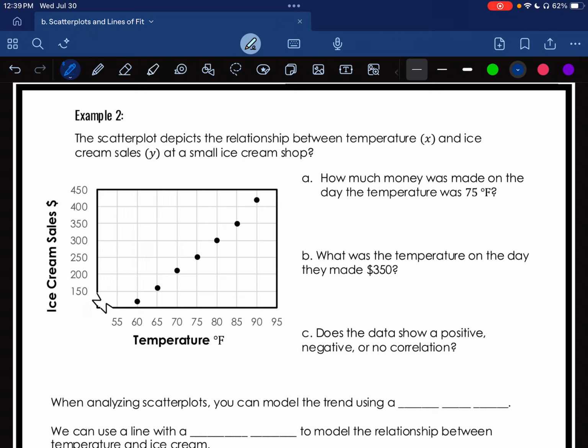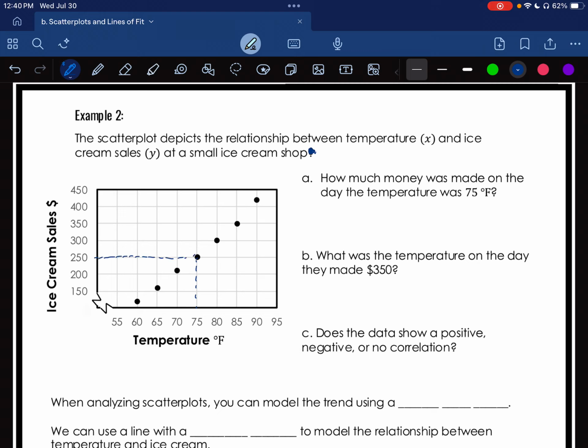All right. How much money was made on the day the temperature was 75 degrees Fahrenheit? All right, so we're going to look and see 75 degrees Fahrenheit. What's the sale here? $250. All right, so about $250 it looks like. What was the temperature on the day they made $350? So we'll go to 350, find that point, about 85 degrees Fahrenheit.